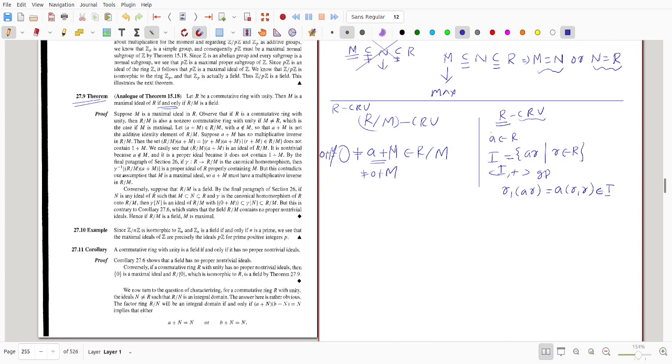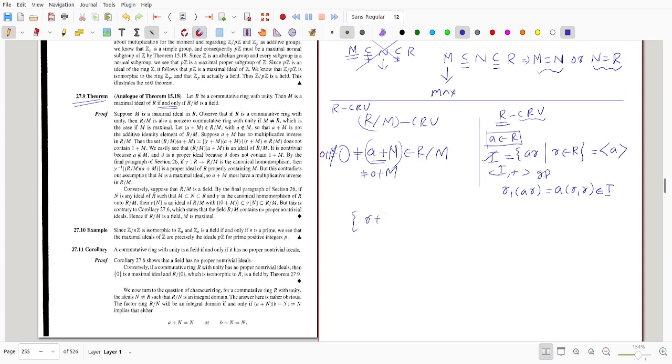So if you start with any element of r, you can generate an ideal. That ideal contains only multiples of a, and it is denoted by this. It consists of the set of all multiples of a. So if you start with a non-zero element a plus m belonging to r by m, then this generates an ideal, which is the set of all multiples of a plus m.